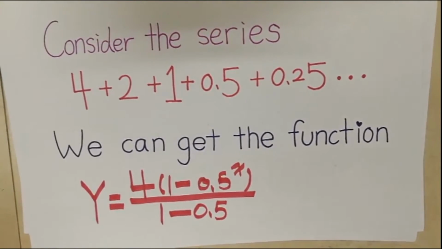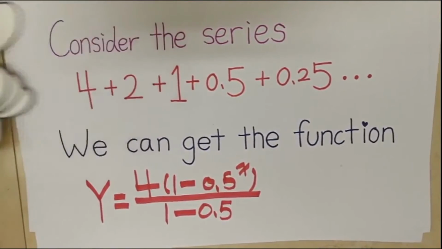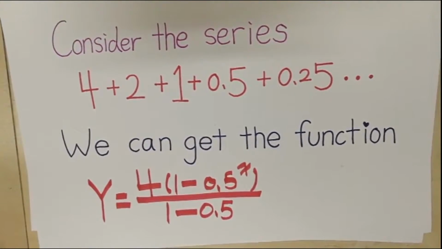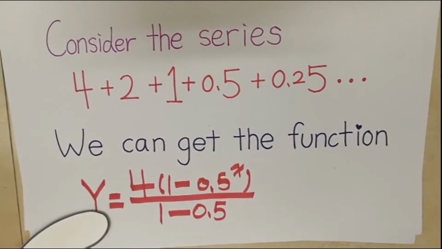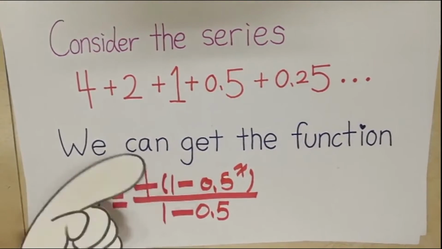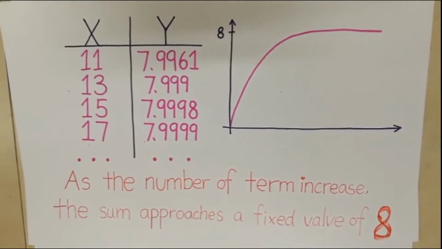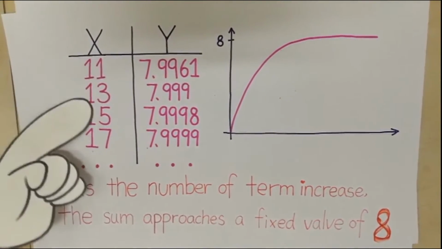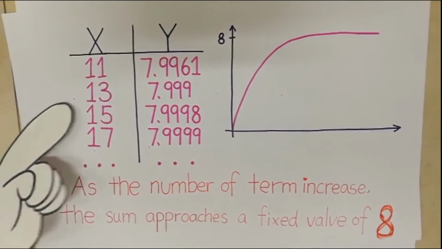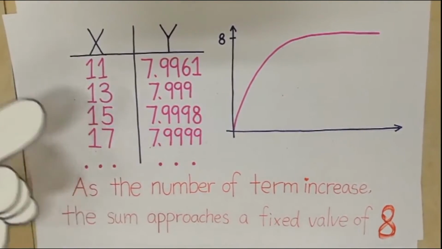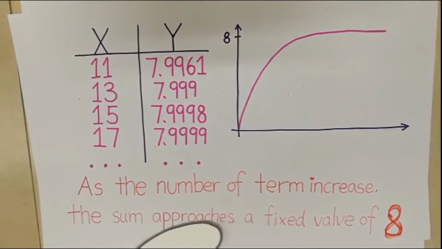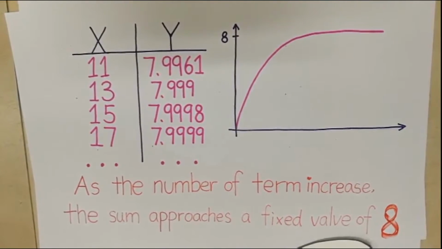Here is the first example. Consider the series 4 plus 2 plus 0.5 plus 0.25, etc. Then we can get a function y equals 4 times (1 minus 0.5^x) over 1 minus 0.5. After using the calculator, we can get these two graphs and know the value of this function is closing to 8. In conclusion, as the number of terms increase, the sequence of partial sums approaches a fixed value of 8.